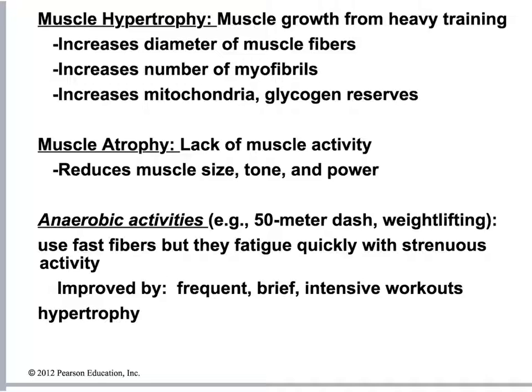Anaerobic activities, example would be a 50-meter dash or weightlifting, use fast fibers, but they fatigue very quickly with strenuous activity. It can be improved by frequent, brief, intense workouts that result in hypertrophy. They call it HIIT, H-I-I-T, high intensity interval training.